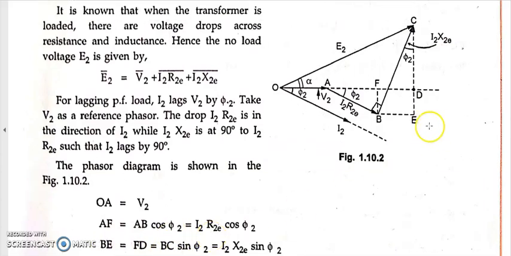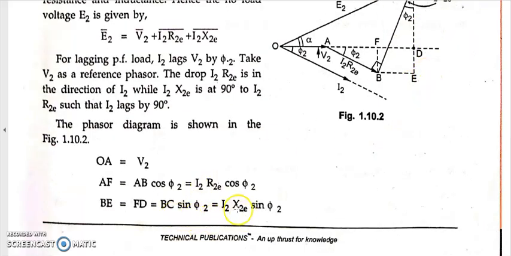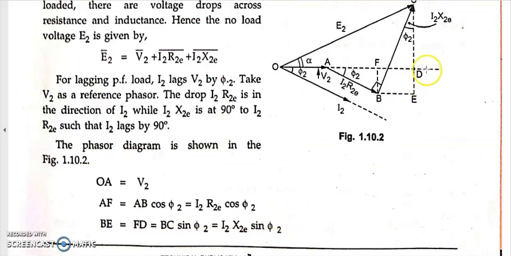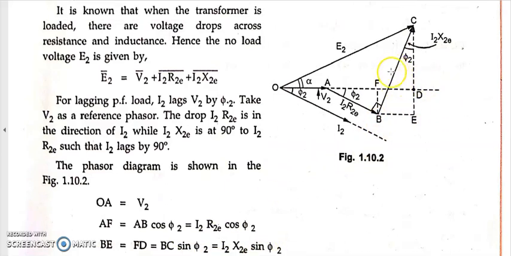Again, what is the BC length? Where is BC? BC is over here. BC length is I2X2E, so I replace BC by I2X2E, and sin phi 2 stays as it is. Now I finally have the BE length. If I know the BE length, the FD length will be equal to that, since they are opposite sides of the same rectangle. So FD length is equal to I2X2E sin phi 2.